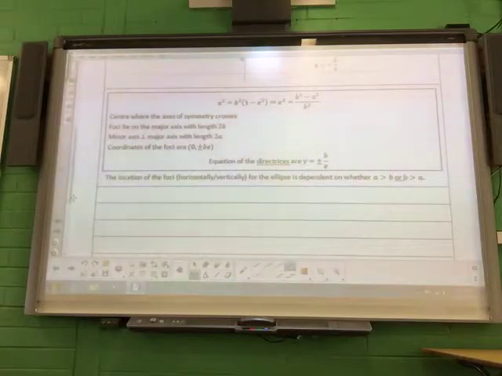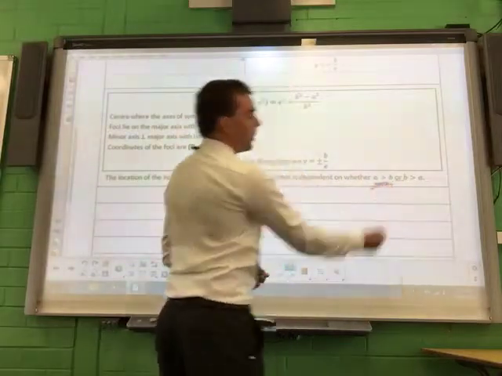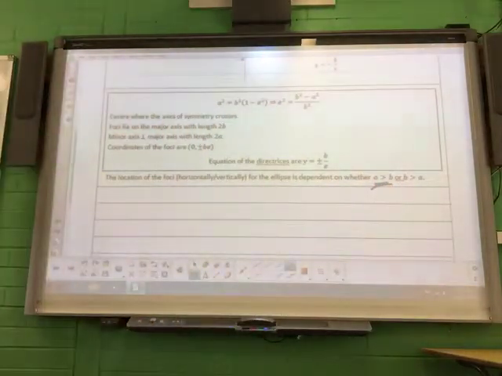So the location of the foci, either horizontally or vertically for the ellipse, is dependent on which value of a or b is greater. Right, so typically you're going to have that one, typically, not always, right? But we need to know what happens when the other value is greater than the original value.